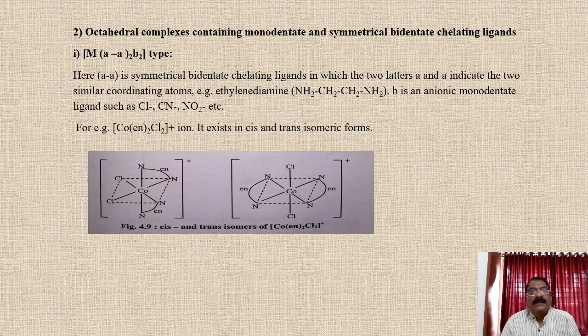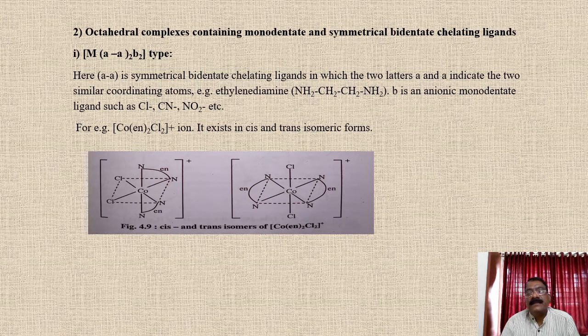Second, octahedral complexes containing monodentate and symmetrical bidentate chelating ligands. First example, that is the M(AA)2B2 type. Here AA is the symmetrical bidentate chelating ligand in which the two atoms, that is the A and A, are similar to the ligand and they are corresponding.